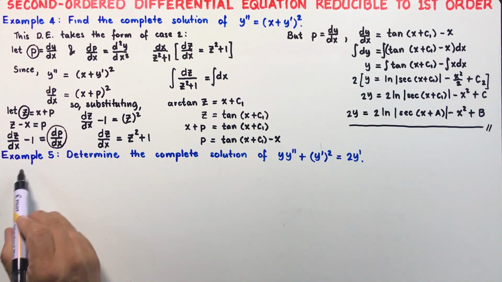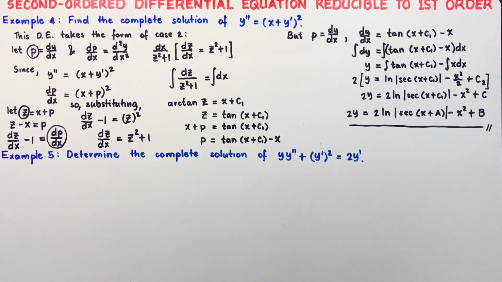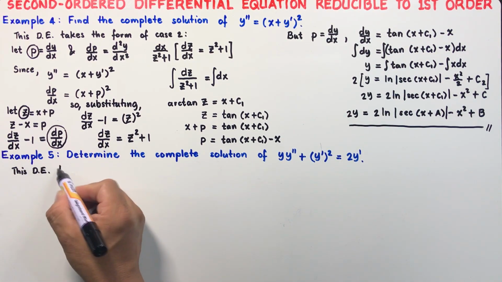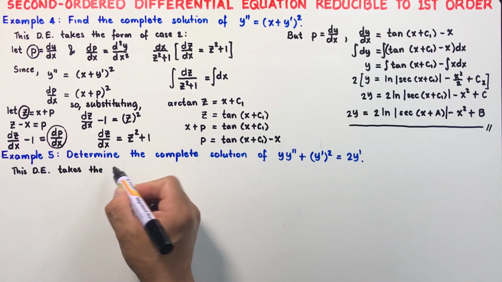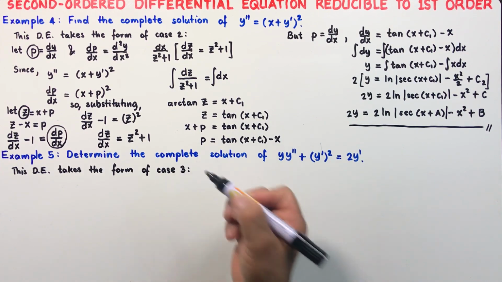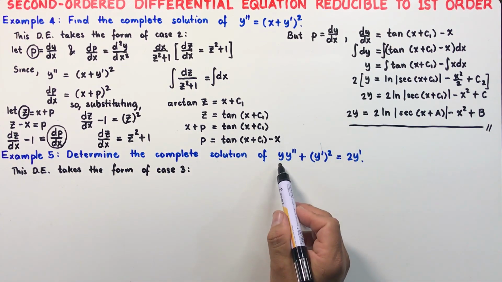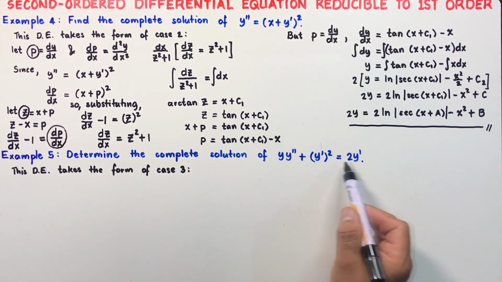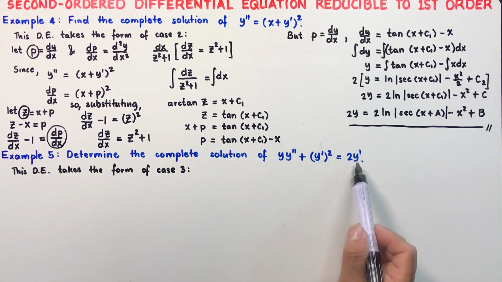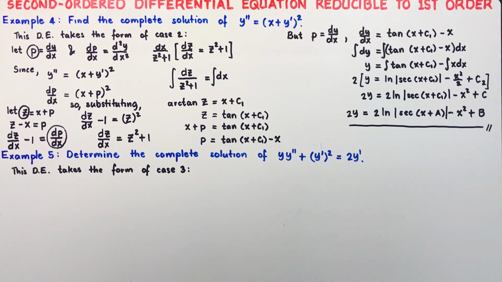Now let's proceed to example number 5. We noticed that this differential equation takes the form of case number 3, because here we have the variable y but we don't have the variable x. So this is a second order differential equation without the variable x. What is missing here is the variable x.